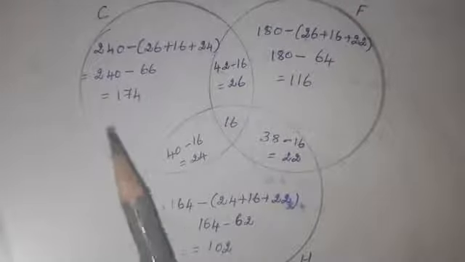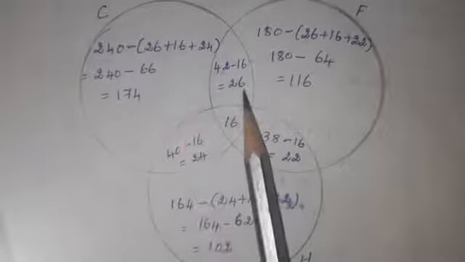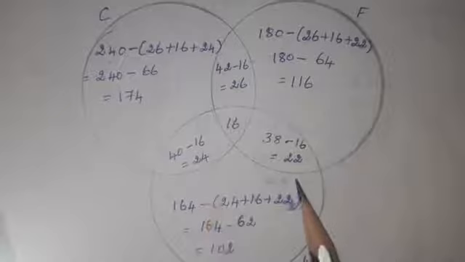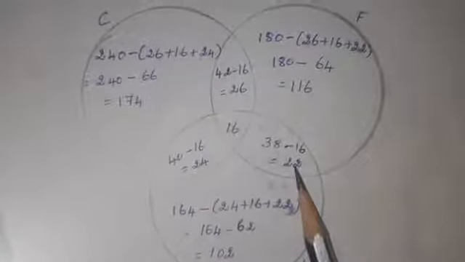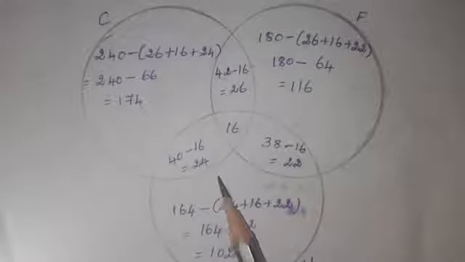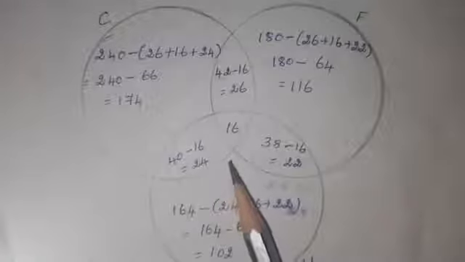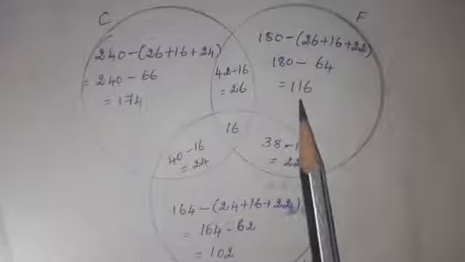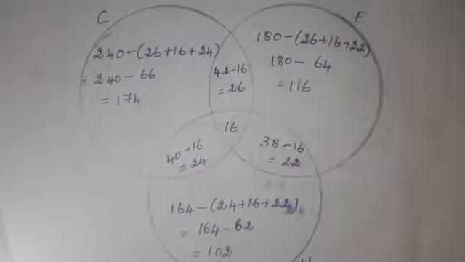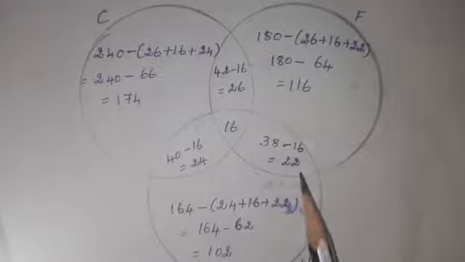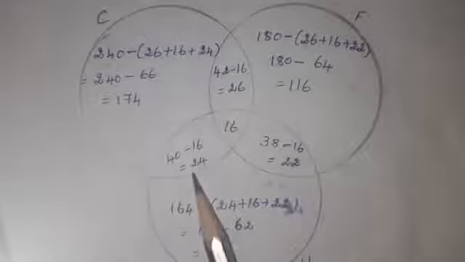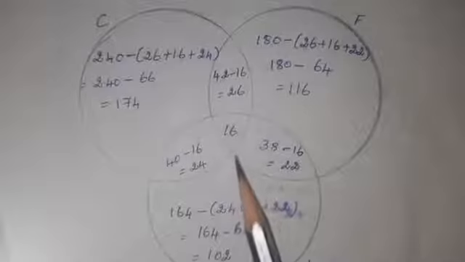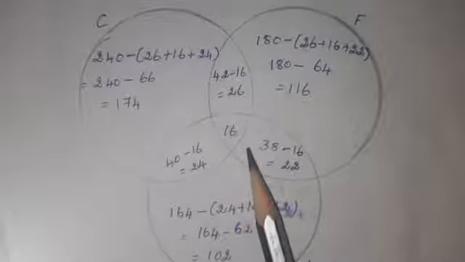Number of students who play both games, what is it? It is 26. This is also both, plus 24. Both, it is plus 22. Here come to that question. Our first question is the number of students in the college. College is 174 plus 116 plus 102 plus 26 plus 22 plus 24 plus 16. I am adding all the answers, that is the total number of students in the college.